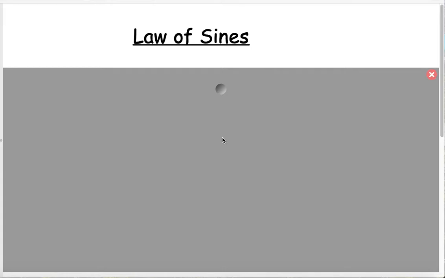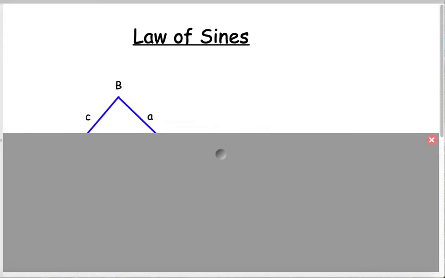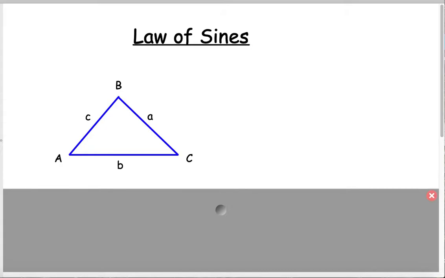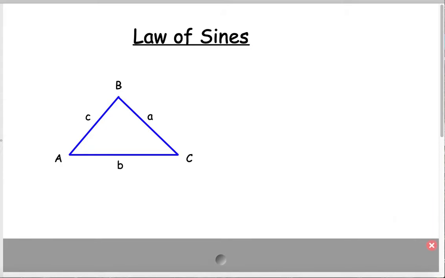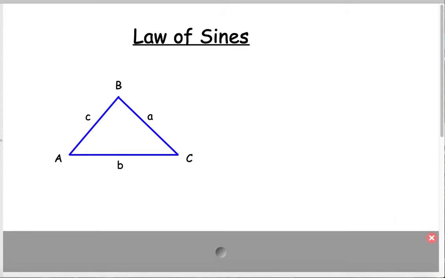Let's look at some applications of trigonometry. We'll start today with the law of sines. What exactly is that? Do we get in trouble if we violate the law of sines? I don't know. Let's take a look at an oblique triangle. That's a triangle that's not a right triangle. So it could be acute, it could be obtuse.